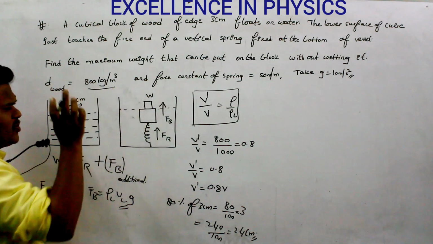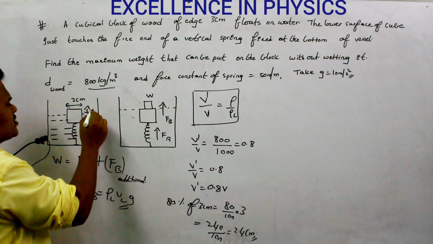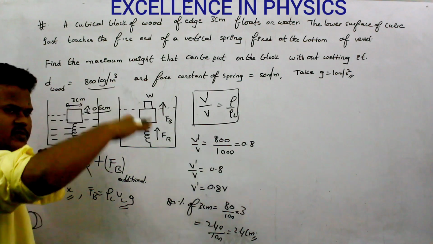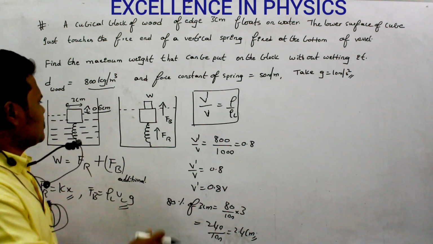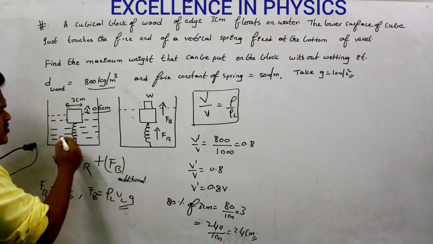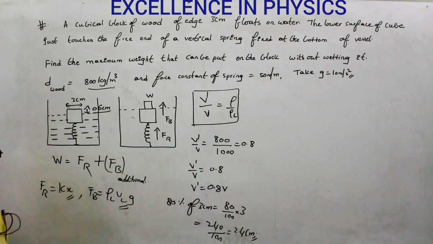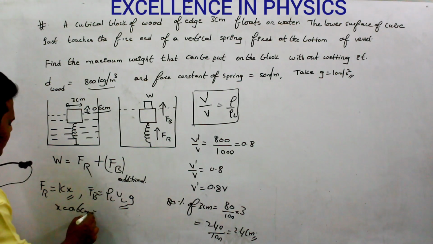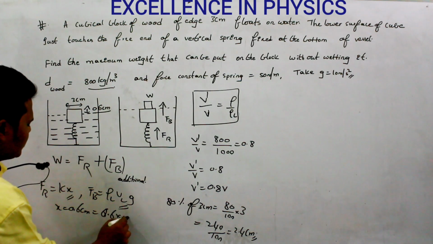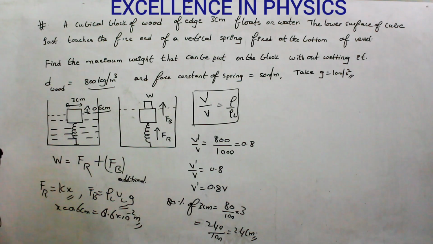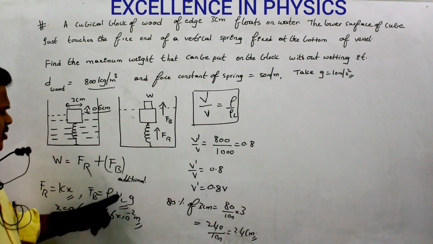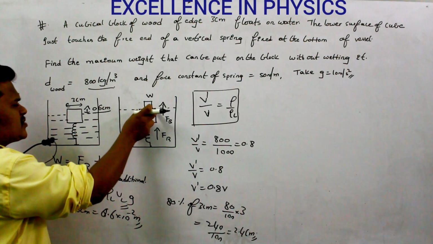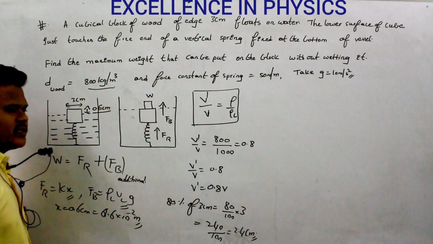Now after placing this weight on the block, what will happen? This length which is outside water, equal to 0.6 centimeter, this much part of the block also goes inside water. If this much part has gone inside water, then the spring also will be compressed by 0.6 itself. So here the x value is 0.6 centimeter, or I can write 0.6 into 10 power minus 2 meter. Now, how can I calculate the additional volume of liquid displaced when this block has gone down by 0.6 centimeter?